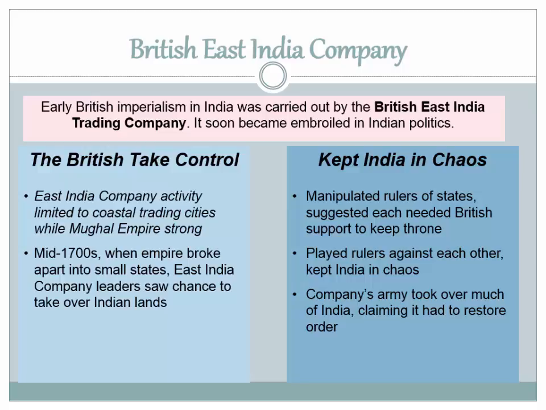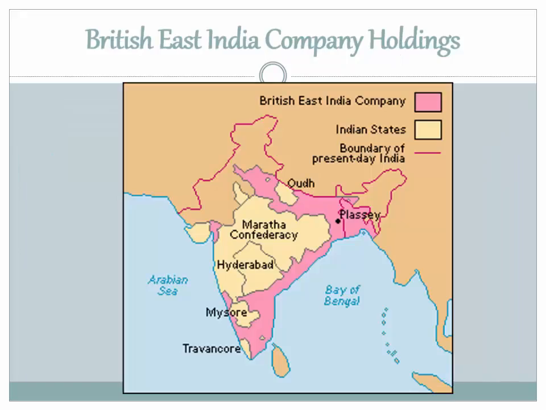Each company's army took over much of India. The funny thing is, most of the people who did the warring and the fighting were the sepoys. So the British controlled the troops who were fighting each other from the same country. If you think about it, it's kind of like the British had this marionette puppet show going on with the Indians that were already there. So here's what the British East India Company owns or controls.